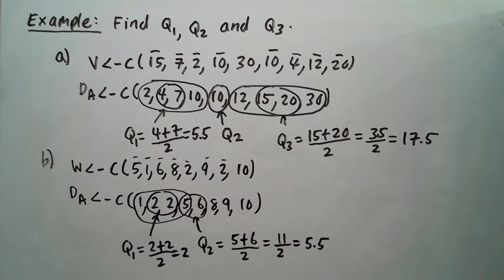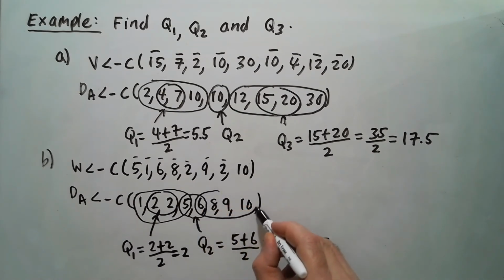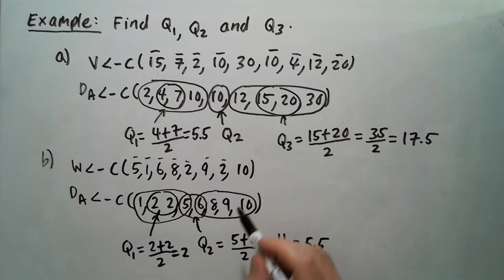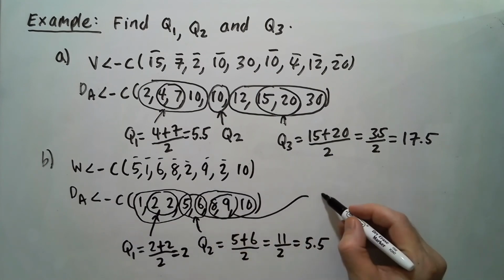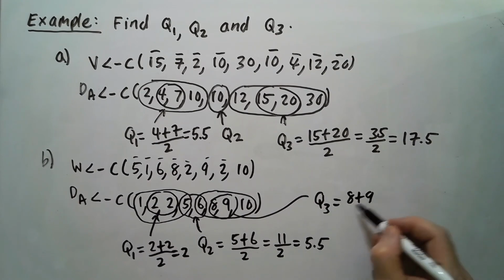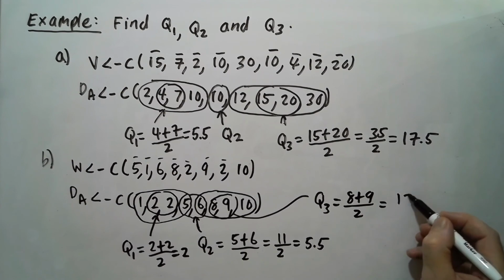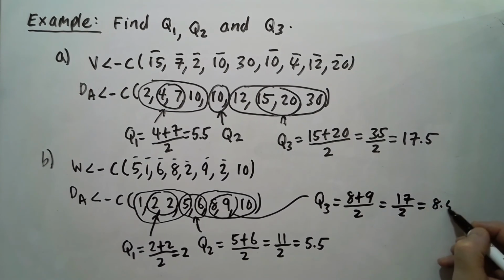Okay, let's find Q3 next. To find Q3, we're going to remove the median again and all numbers to the left of it. So I'm left with these numbers here. It's going to be the median of these circled numbers, 6, 8, 9, 10. It looks like 8 and 9 are in the middle positions. So Q3 will be 8 plus 9 over 2, which is 17 over 2, which you can check is 8.5.